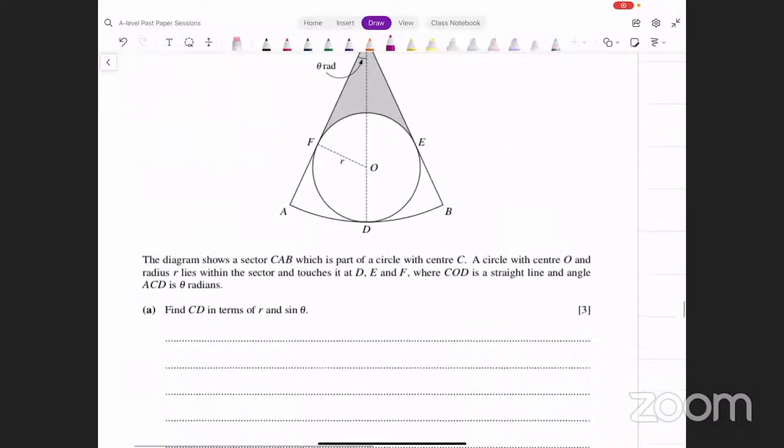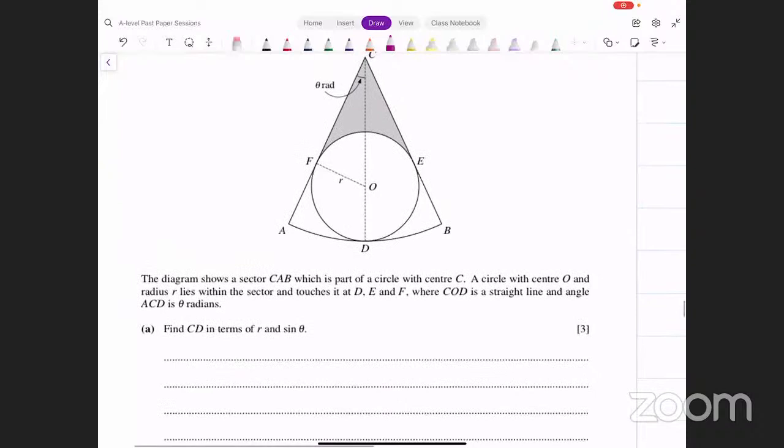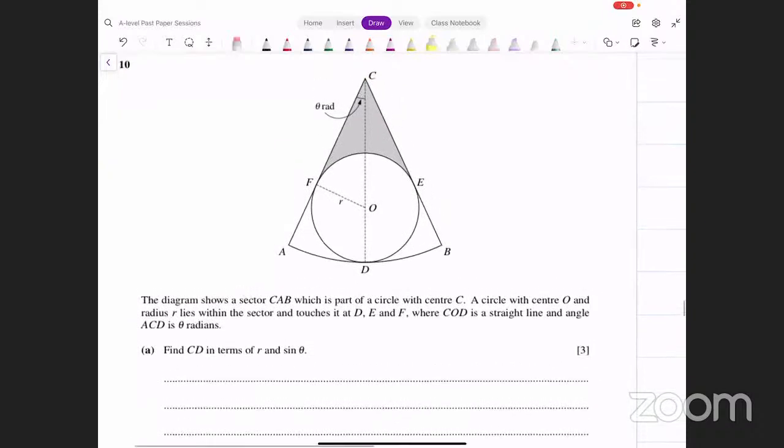Let's move on. Question number 10. The diagram shows a sector CAB, which is part of a circle with center C. Okay, so basically, ये पूरा sector है. That's what they're talking about. एक circle से निकाला हुआ. A circle with center O and radius R lies within the sector. So we can see the circle as well, which lies within the sector. And it touches it at D, E, and F. You can see that in the figure, where COD is a straight line and angle ACD is theta radians.